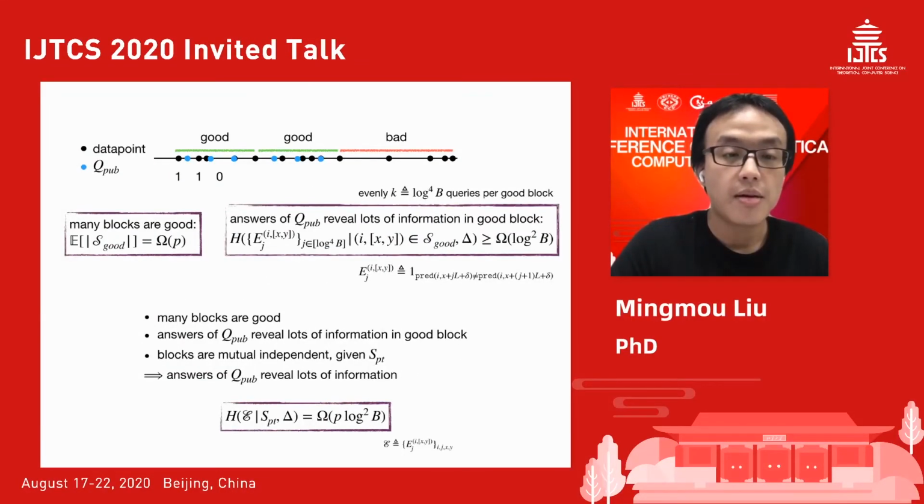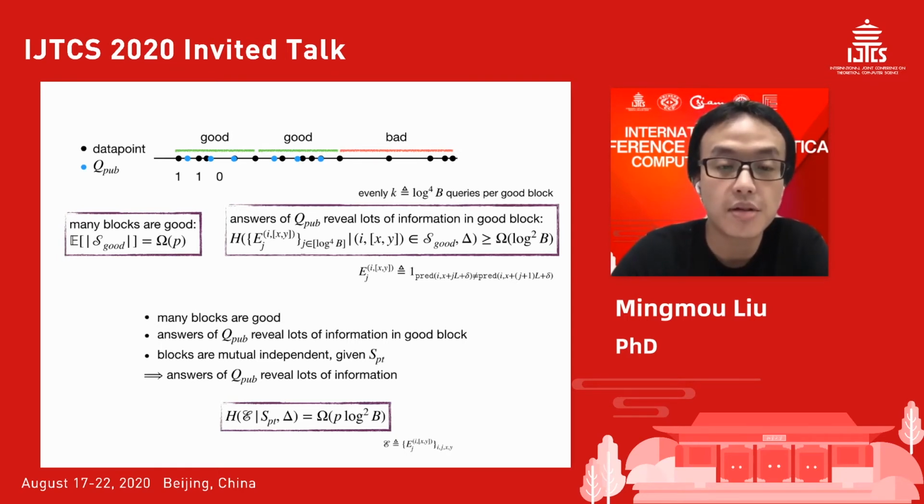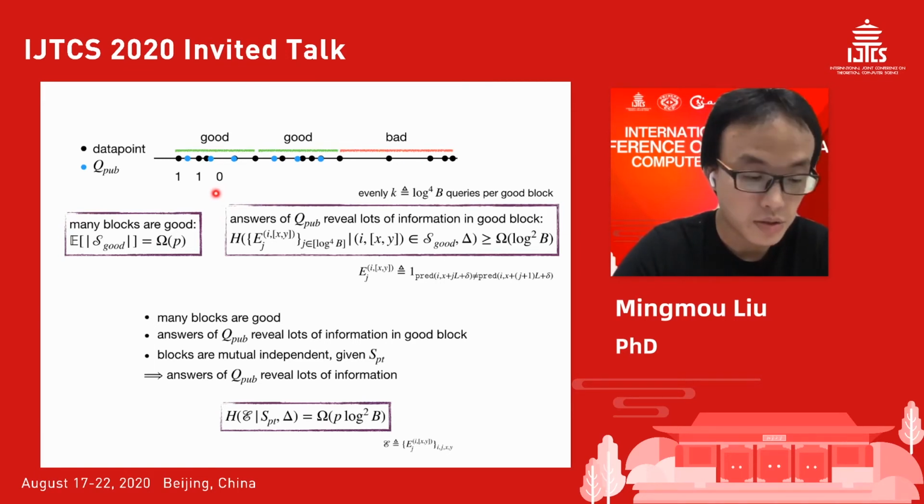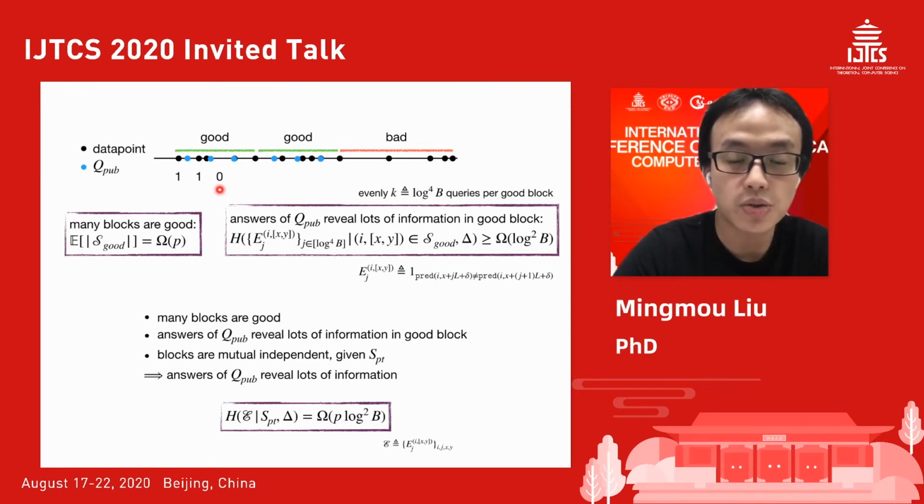It can be checked that many blocks are good, and the answers of QPub reveal lots of information in good blocks. Here we choose E to measure the revealed information. E is an array of bits. Emerging the queries in QPub, we care about if there is a data point in between two adjacent queries. For example, there is no data point in between, so in E, the bit corresponding to this interval is 0. In contrast, the bit corresponding to this interval is 1.